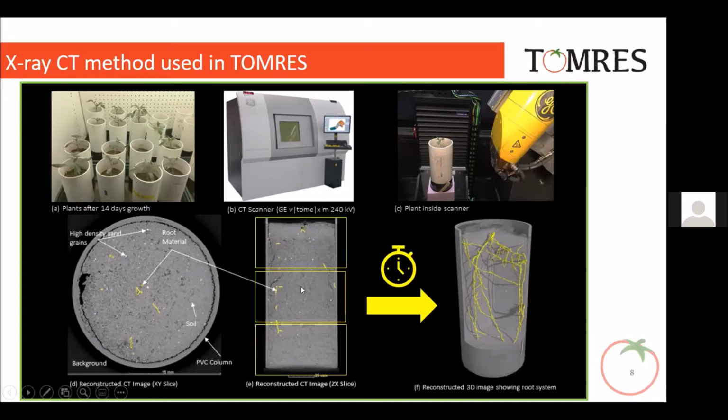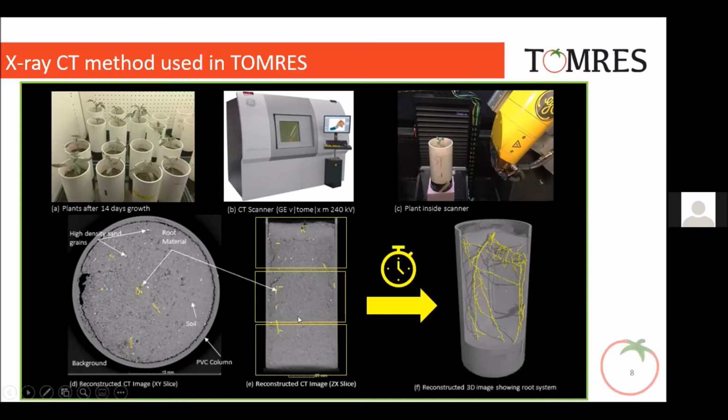So the boxes here show how it's been scanned top, middle and bottom, and then the software automatically stitches it together. So what you see in the images, all the darker areas are the lower density material, so the airspace round about the pot. And then as the contrast increases, you've got these brighter little sand grains and things in those images.